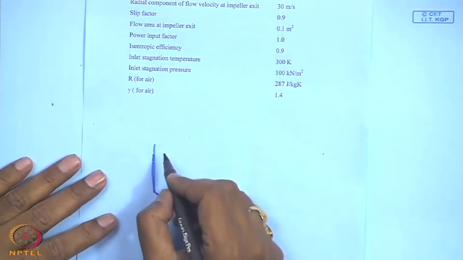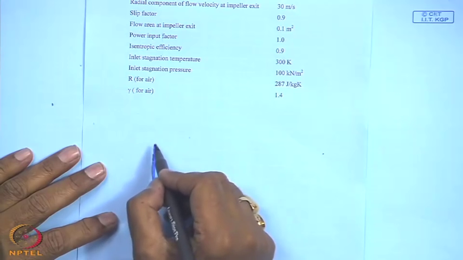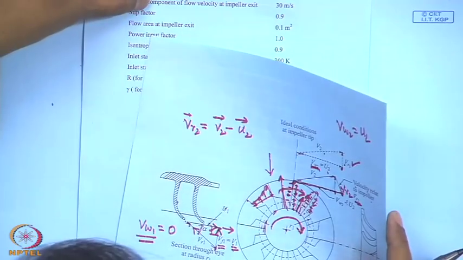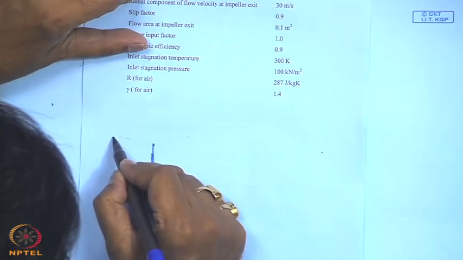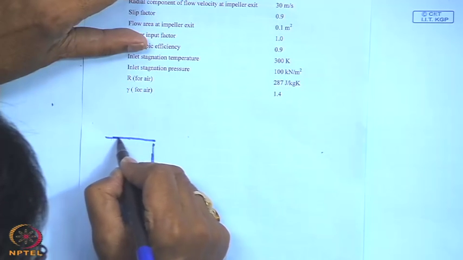Now, if this is the vane, then what is the velocity diagram? Let me better show these things which I showed you earlier. Yes, this is the thing. I think this will be better to show like this. Can you see?